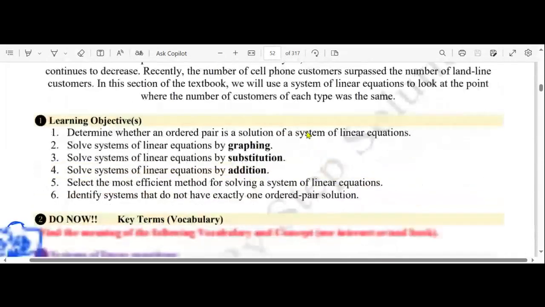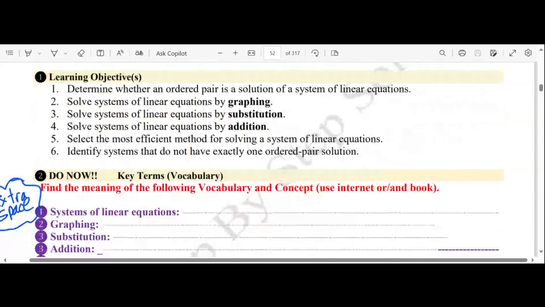Learning objectives. Determine whether an ordered pair is a solution of a system of linear equations. Solve systems of linear equations by graphing. Solve systems of linear equations by substitution. Solve systems of linear equations by addition. Select the most efficient method for solving systems of linear equations. Identify systems that do not have exactly one ordered pair solution.